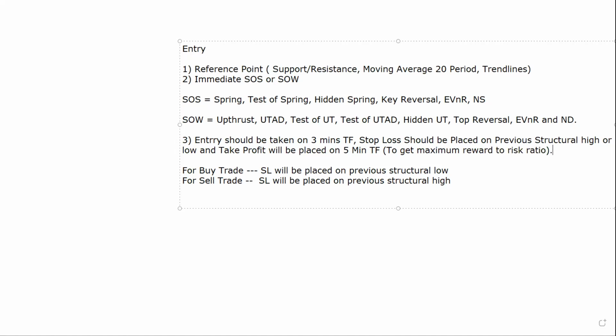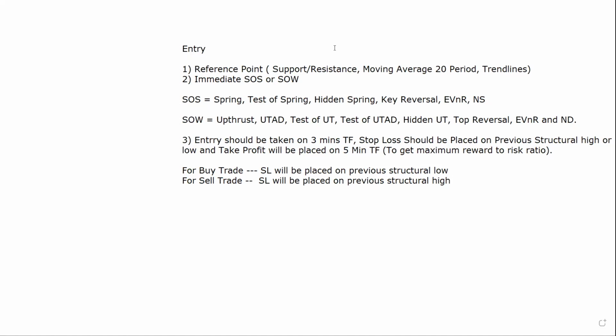This is the point. So these are the points here. First of all is the reference point. And then the second point is the type of SOS or SOW. It can be spring, test of spring, hidden spring, key reversal, EV, NR, NS. For SOW, it can be upthrust after distribution, test of upthrust after distribution, hidden upthrust, top reversal, EV, NR, and no demand. Okay. Got it?